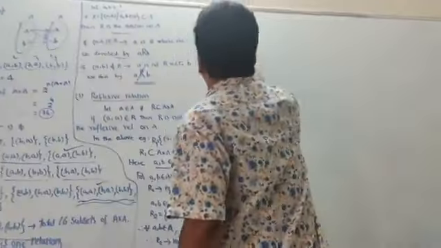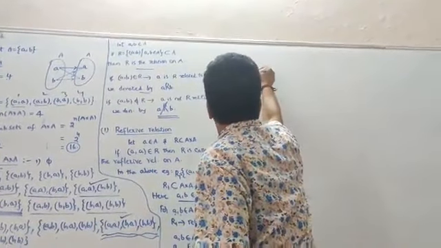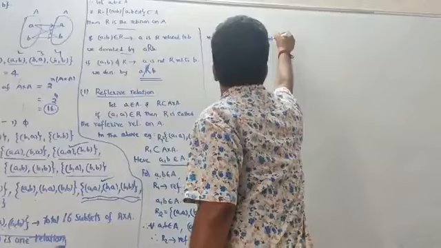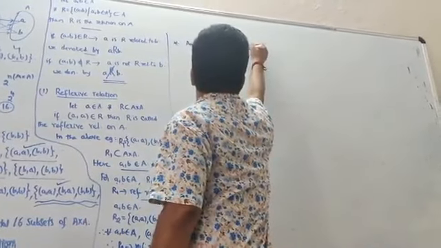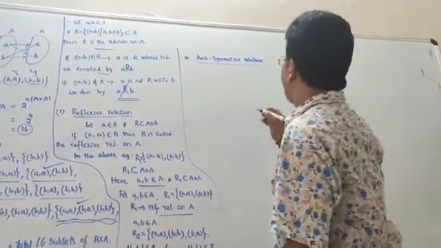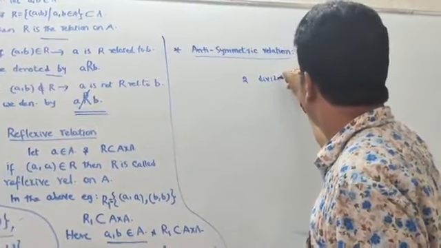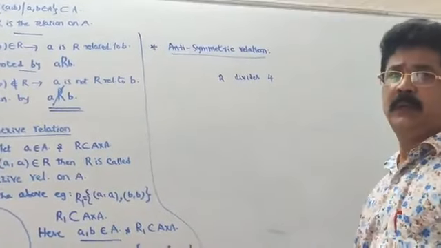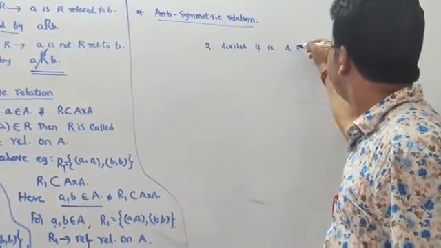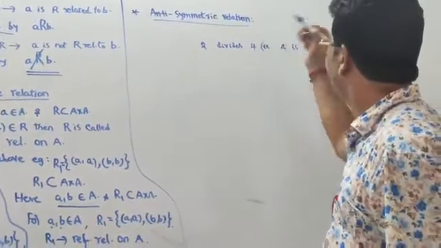Okay. Next definition, anti-symmetric relation. So it is a small definition. Actually 2 divides 4. 2 divides 4 means 4 is divisible by 2. It is the meaning.